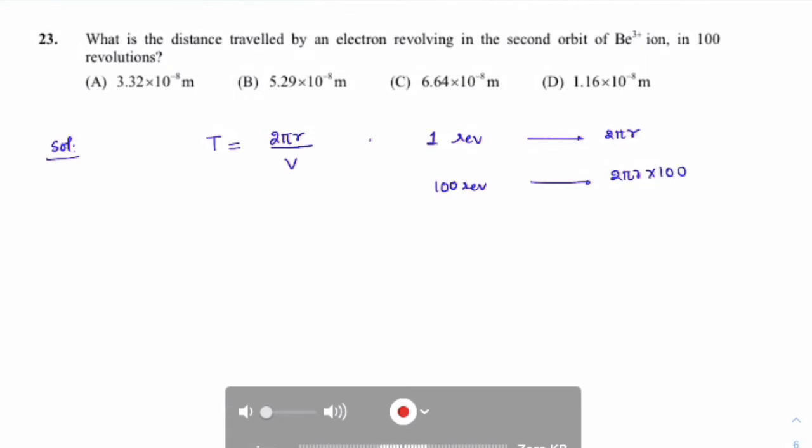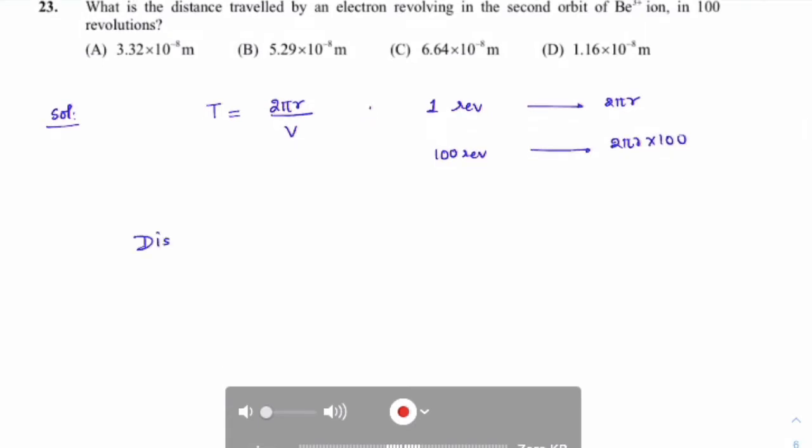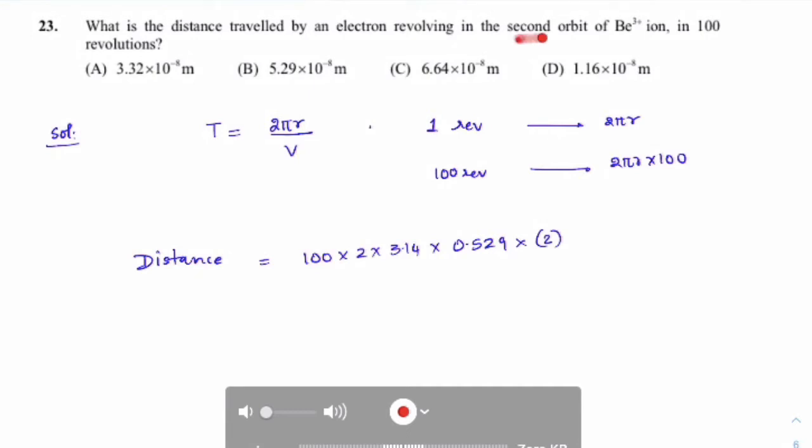So that is the simple logic we'll be using here. Distance traveled will be equal to 100 times 2 into pi, which I'll take as 3.14, into r. Can I write that r as 0.529 into n square by z? So here n is 2, because he's asking about the second orbit, and z is the beryllium's atomic number, which is 4.